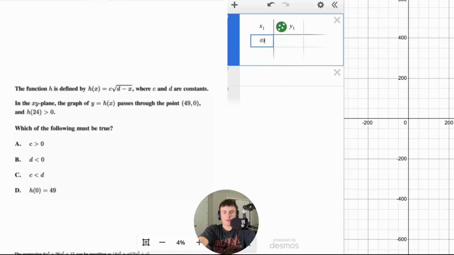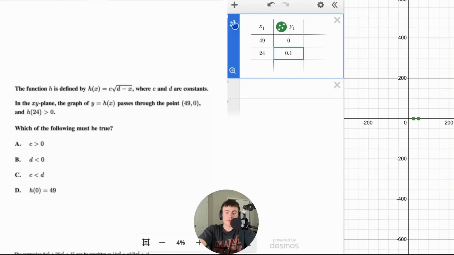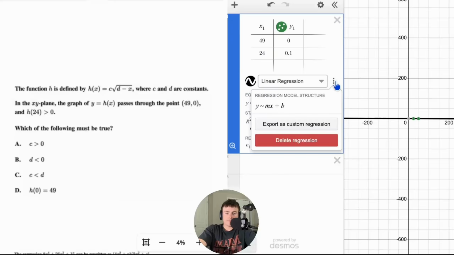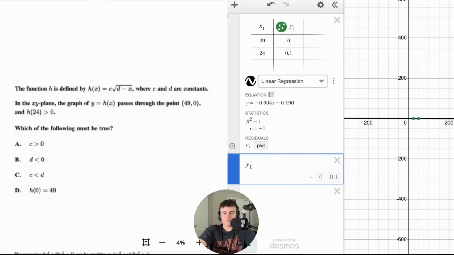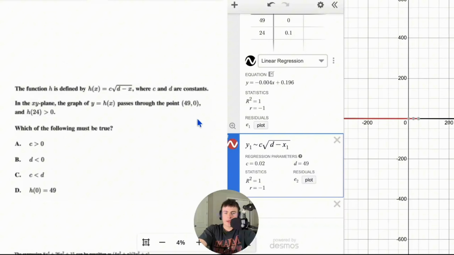So type in the points, 49, 0. h of 24 is bigger than 0, right? So 24 is your x value, and your y value is bigger than 0. So let's say 0.1. Doesn't even matter. Regression it, export it. y1 tilde c square root d minus x. Perfect. And keep in mind, h of 24 is bigger than 0, but we don't know specifically what it is.